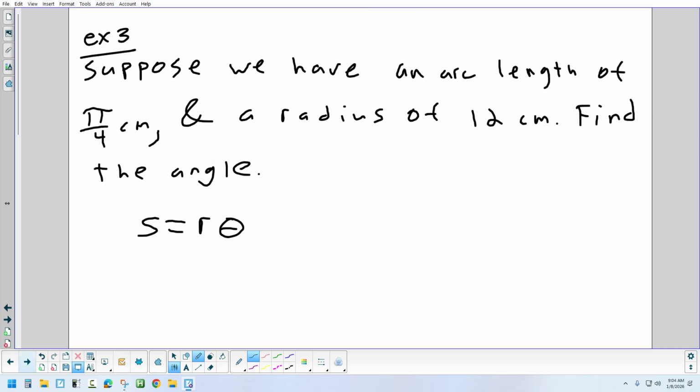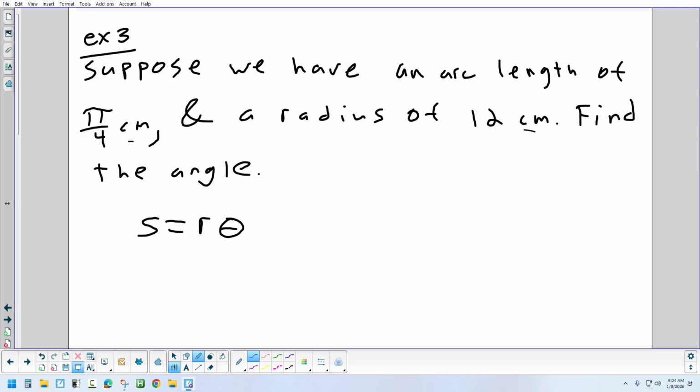Let's try one where now we're going to find the angle. Okay, so we have an arc length of pi over 4 centimeters, a radius of 12 centimeters. Find the angle. Well, one thing that would be important is these both have to be the same units. If they said one was centimeters and one was a different unit, everything has to be the same. I don't think I give you any problems where that would happen, but just to let you know.